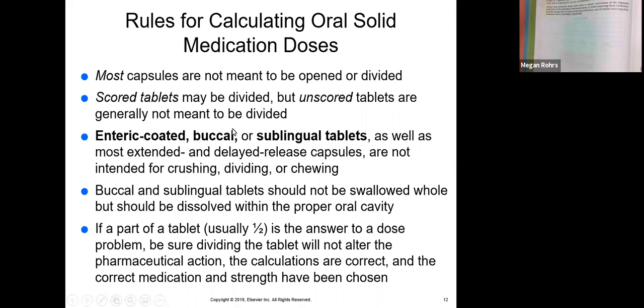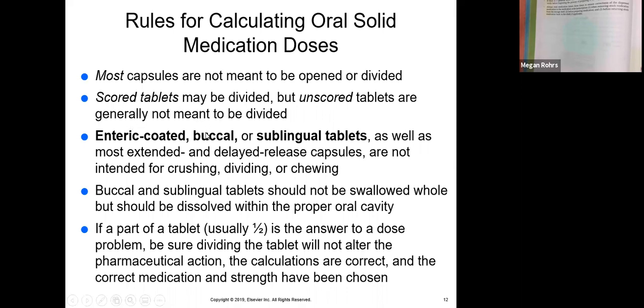Buccal tablets, so that means between the cheek and gum. And then sublingual tablets, that means under the tongue. These two types of tablets, buccal and sublingual, we cannot just give the directions of, take one tablet. That is not specific enough for the patient. We would need to say, dissolve one tablet either between the cheek and gum or underneath the tongue as needed or as directed.